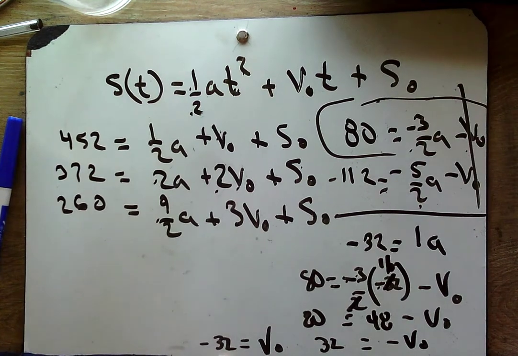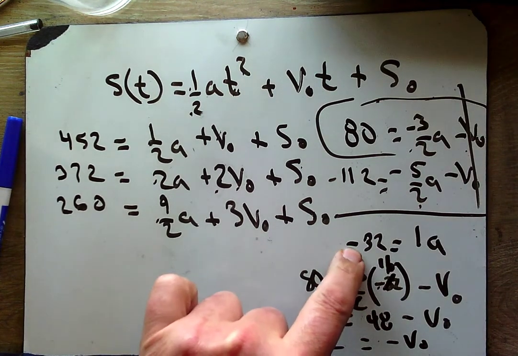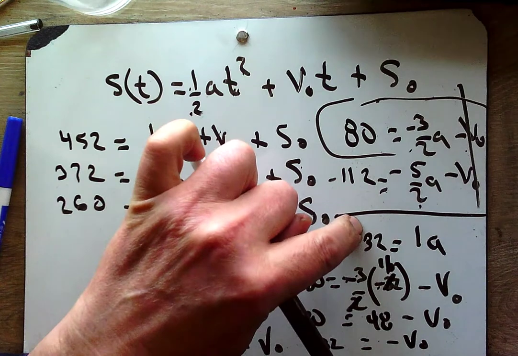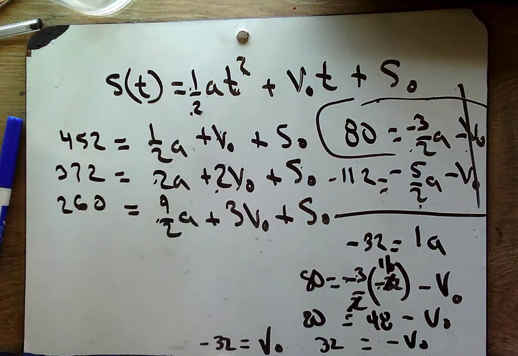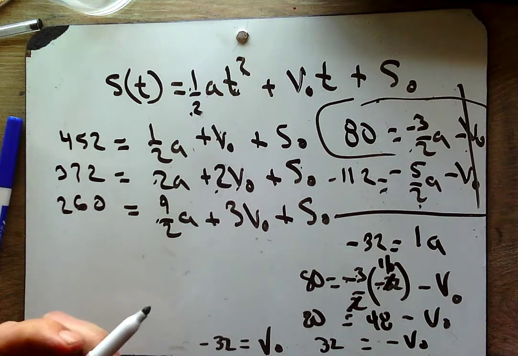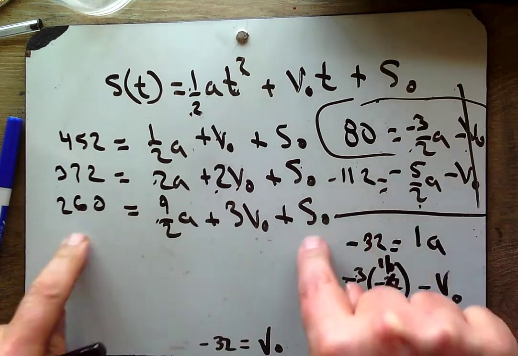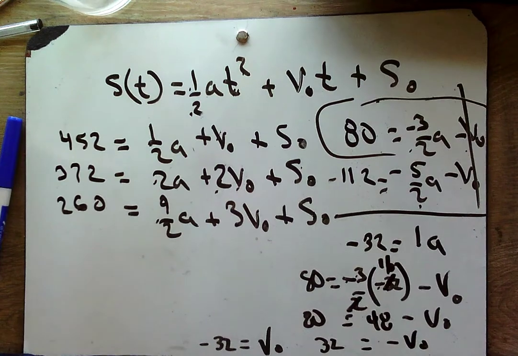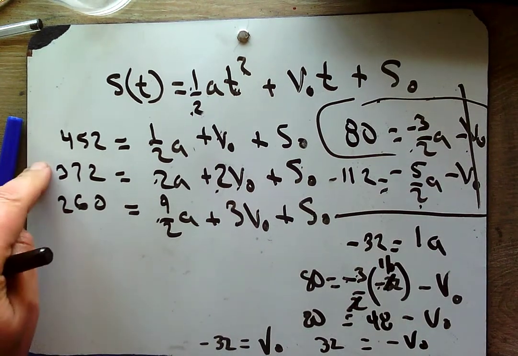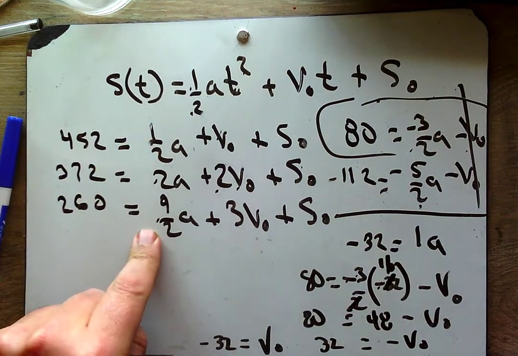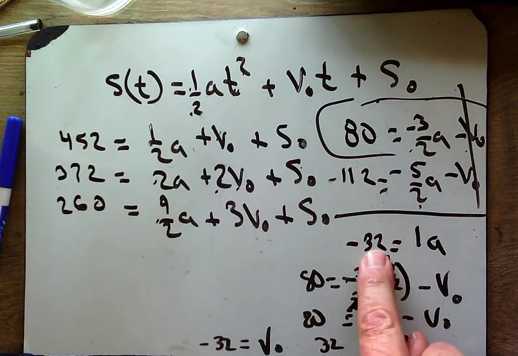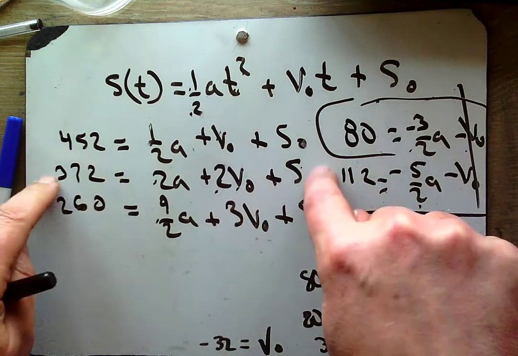Now, this negative 32 is not the same as this negative 32. This is acceleration due to gravity, and this just happens to be how fast we're moving. We're moving down at 32 feet per second. But now I know a and v sub o. I can plug those into one of these equations to help me find s sub o. I like this middle equation because it doesn't have these fractiony bits. It's no problem because they're just 2's, so we could do the fractiony bits, but I'm going to go with that.